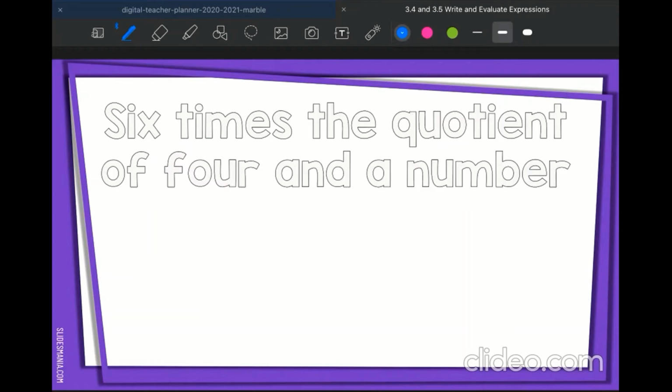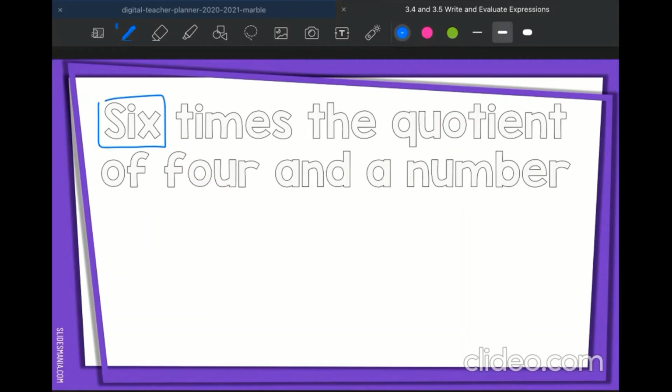So this is what I do. Anytime I have a number, I draw a box around it. Anytime I have an operation, I draw a circle around it. So let's do that. 6 is a number, so I'm going to draw a box around it.